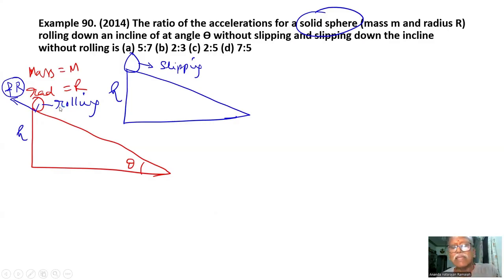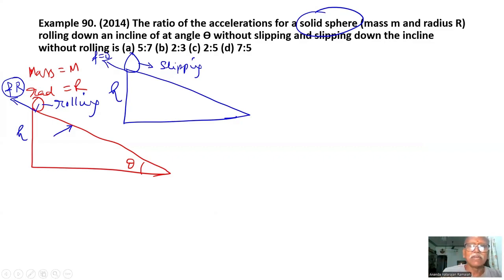Then slipping means what? No friction. F equal to 0. If frictional force F equals 0, then definitely it will slip. That is the difference between rolling and slipping. If the surface has sufficient friction, then it will roll only. If the surface doesn't have any friction, then it will slip only. If the surface doesn't have sufficient resistance, then it will do both rolling and slipping.